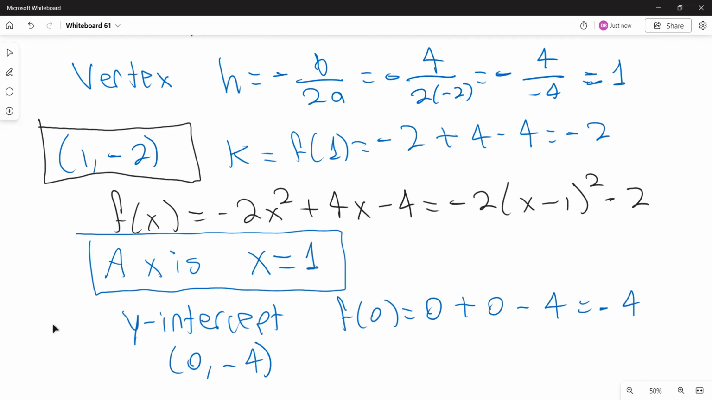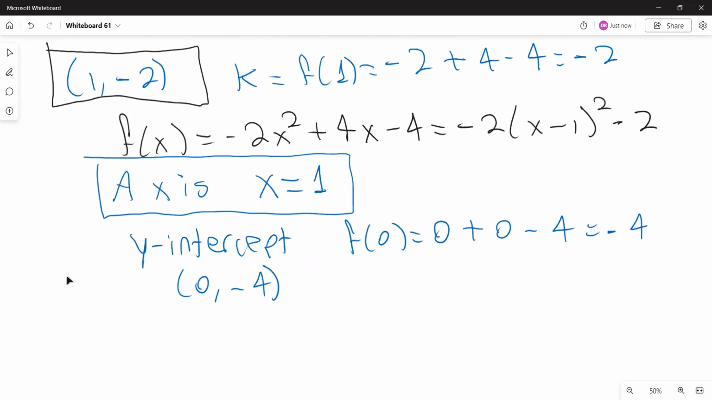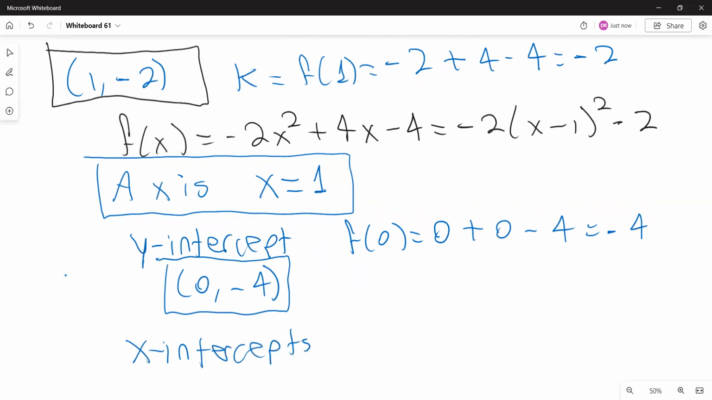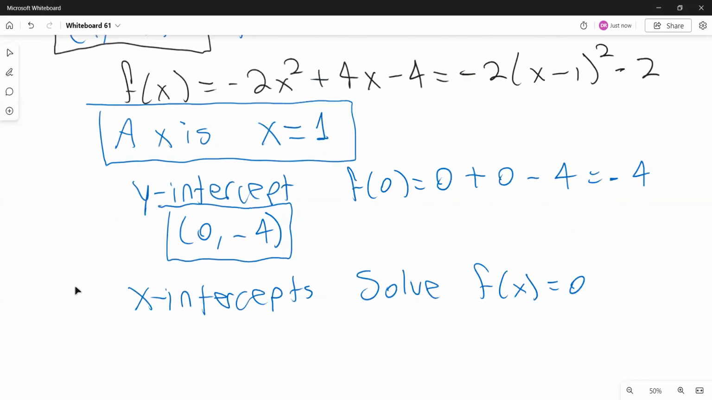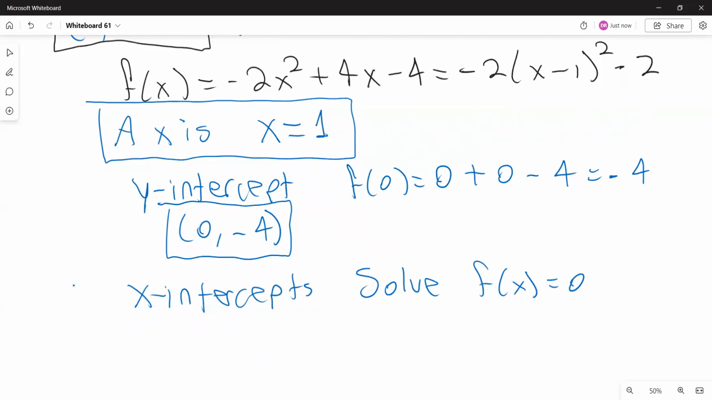Okay, we're going to find the x-intercepts, but we're going to use the vertex form, because I don't know how to factor this. Okay, so we have that. For the x-intercepts, we are going to solve f of x equals 0. So let's use the vertex form. This is the opposite of 2 times x minus 1 squared minus 2 equals 0.